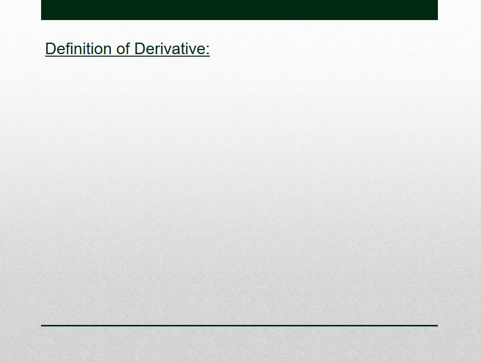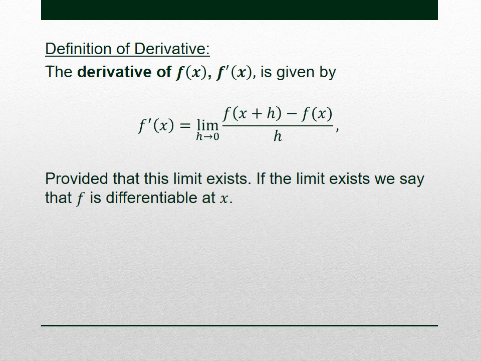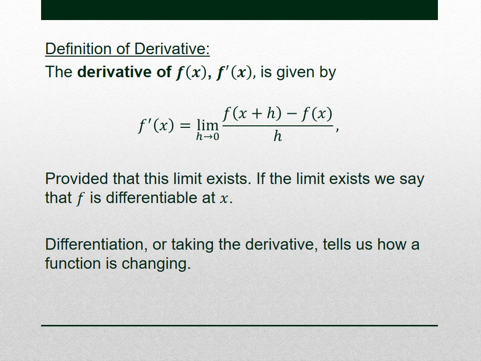So the definition of the derivative, we say the derivative of f of x, denoted by f prime of x, is given by the limit as h goes to 0 of the difference quotient, provided that that limit exists, right? If that limit doesn't exist, then we say f is not differentiable at whatever x value you're looking at. And if it does exist, we say it is differentiable at x. And this idea of differentiation, looking at the derivative of a function, tells us how a function is changing.